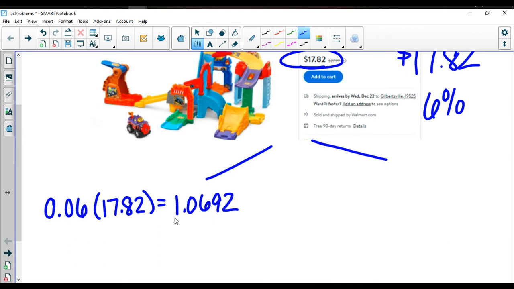And when you multiply, I get 1.0692 on my calculator. And we're going to actually follow regular rounding rules here. So this 9 is actually going to bump this up to $1.07 because we are talking about money. Sorry for the bell there. So we have $1.07 in tax.